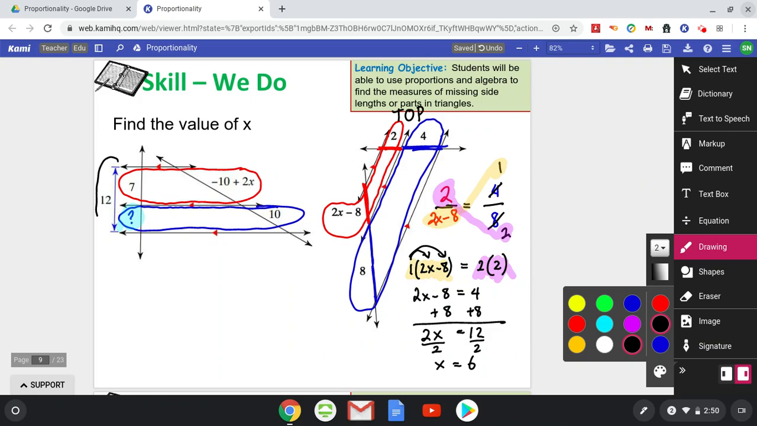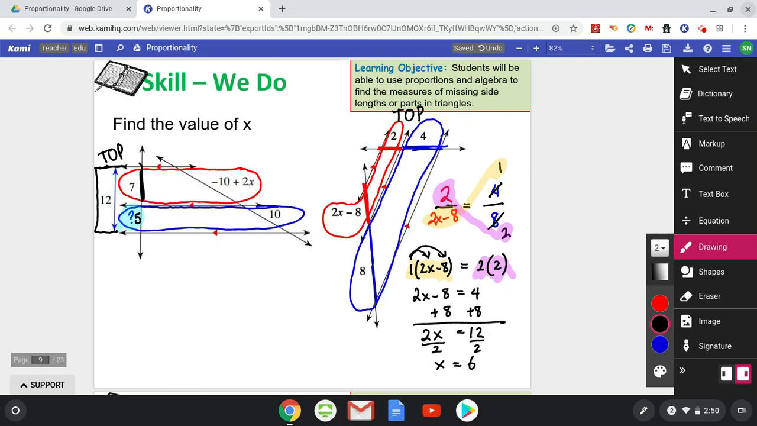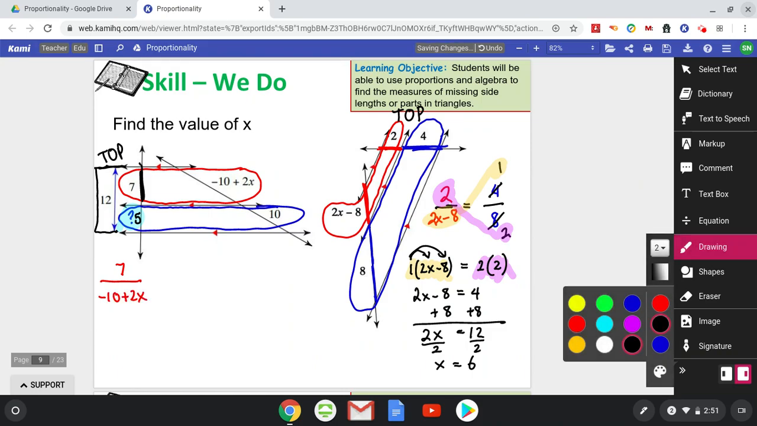As you can see, we have this 12, which means that the distance from here all the way to the bottom is 12. If the section in red is 7, we subtract 7 from 12, and that means that the blue section would be 5. Now we are able to set up the ratio that we had. Let's determine that this side is at the top. That means that my red ratio is 7 over negative 10 plus 2x equals the blue ratio, which is 5 over 10.